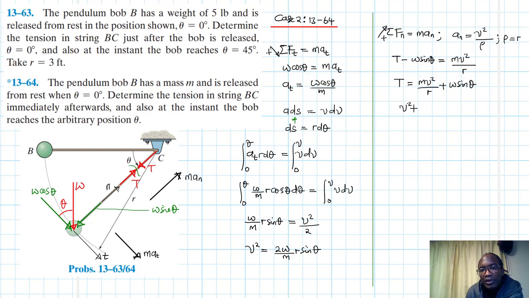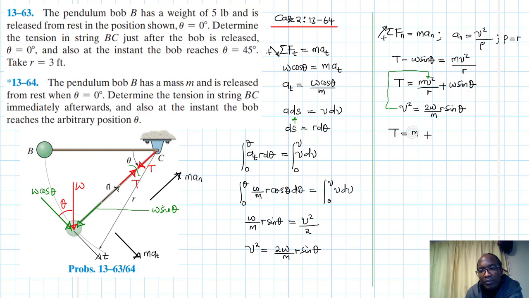And we know that our v squared is just equal to 2W divided by m r sine θ. Remember, this is what we found. So this we can replace here. And once we do so, then we are going to have our T, which will just be equal to, of course, m and m will cancel each other out. All right, let me just write everything.